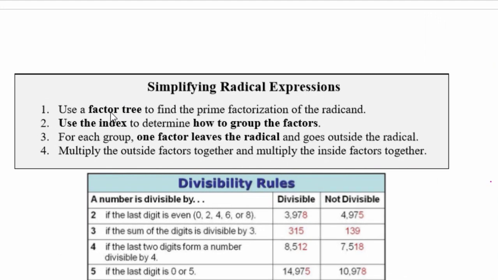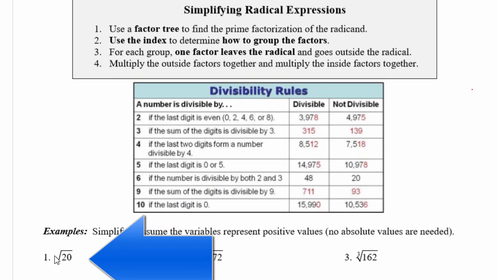You're going to use a factor tree to find the prime factorization of the radicand. Now remember, the radicand is the number inside of the radical. So this first example, square root of 20, it says to make a factor tree for the 20, okay? Then it says use the index to determine how to group the factors. Again, remember from the last video.